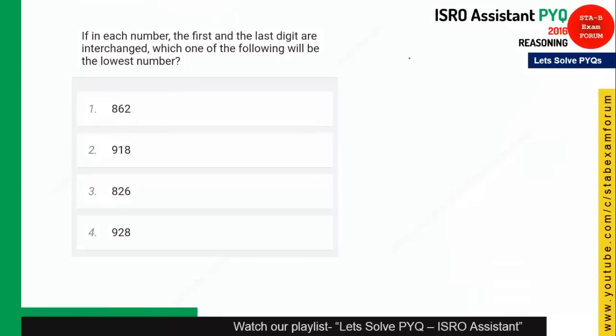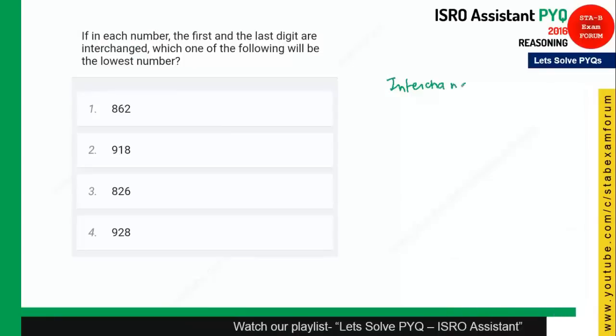This type of question we have seen in all the ISRO exam. This is called interchange of numbers. Okay, interchange, this we have seen in all the years. Okay, a very simple one. Okay, so what you need to find the lowest number. Okay, lowest number, it is very simple, student.